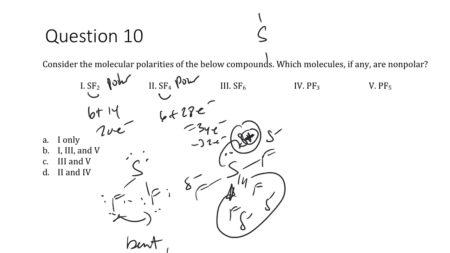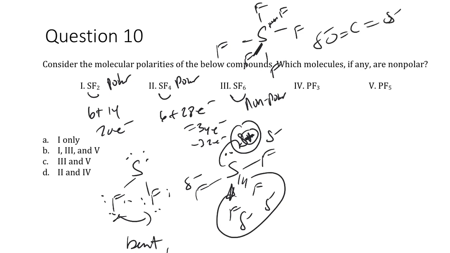SF6, though, ends up being perfectly octahedral. So you end up with the perfect octahedral shape for SF6. All these fluorines oppose each other, negative charge on all the ends of the molecule. Look for one end of the molecule to differ in charge, and that just doesn't happen for SF6. So this is the example of something that would be nonpolar, just like CO2. Same charge on both ends of the molecule. SF6, same charge on all the ends of the molecule.